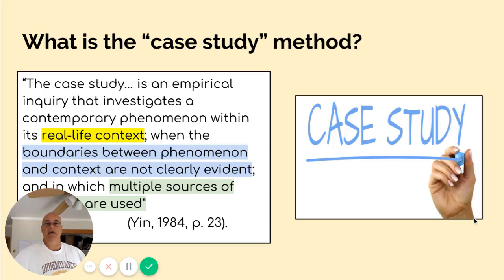What is a case study method? Well, it immerses the researcher into the real life context of the place, the people, the phenomena that's being studied. And because you're so immersed, there's not really a distinction between what you're studying and the context in which you're studying it. So multiple subjects and multiple sources are often used to triangulate the understanding of the phenomenon in question.